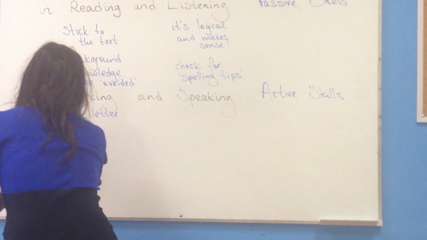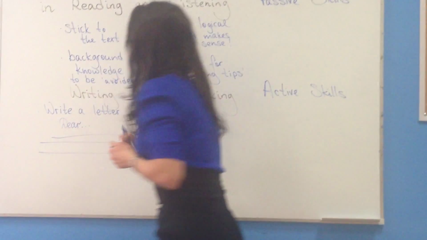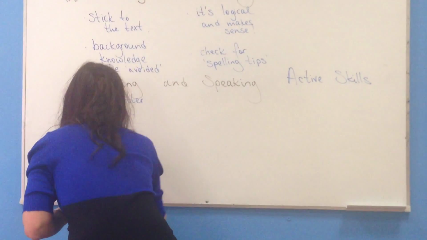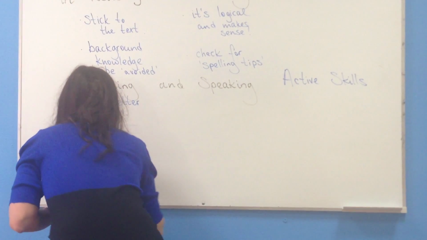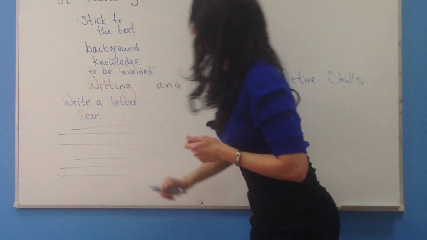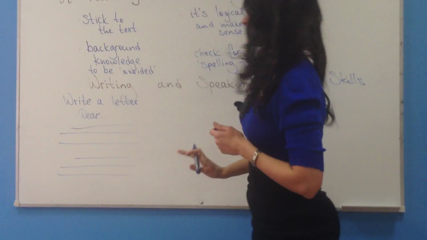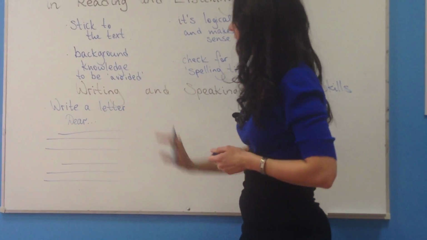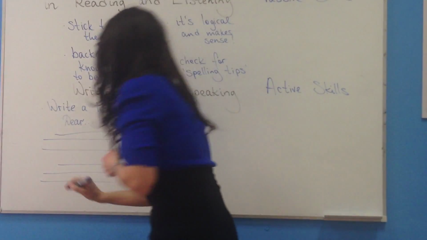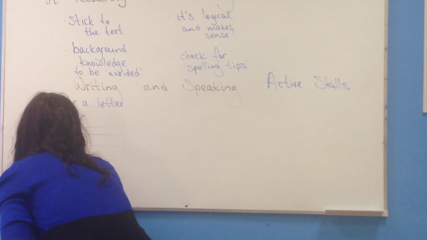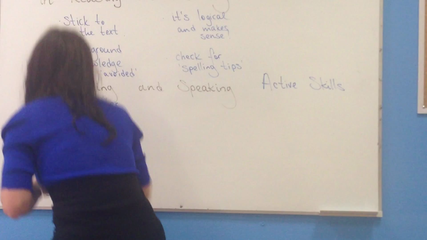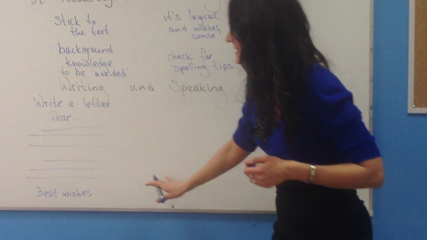Then comes the first paragraph with one of the ideas you would like to introduce, followed by a second one, and depending on how many ideas you would like to put in your letter, you subdivide them into separate paragraphs. And then, best wishes, or best regards, or yours sincerely.